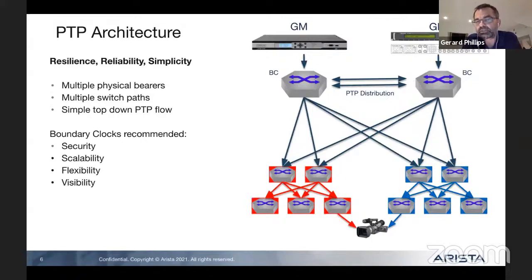You can build in security with mechanisms that prevent ports from being able to be locked by other parts of the network. So you can lock ports so that only the ports you want to be lockable to the GMs can be lockable to the GMs. The boundary clocks are very scalable.